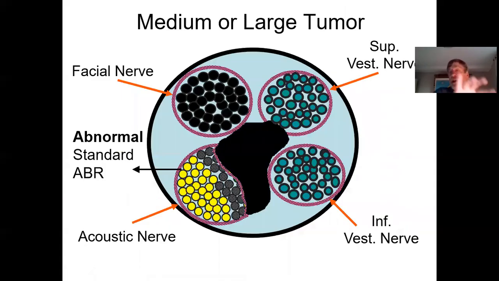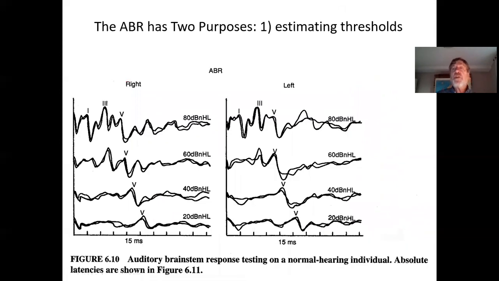Here's just more of a schematic drawing. Facial nerve, vestibular portions of the 8th nerve, auditory portion of the 8th nerve, tumor. This is called the ABR, auditory brainstem response. It's a non-behavioral test of 8th nerve tumors. Now, audiologists are trained to do this. The HIS is not, but you should know what it is.